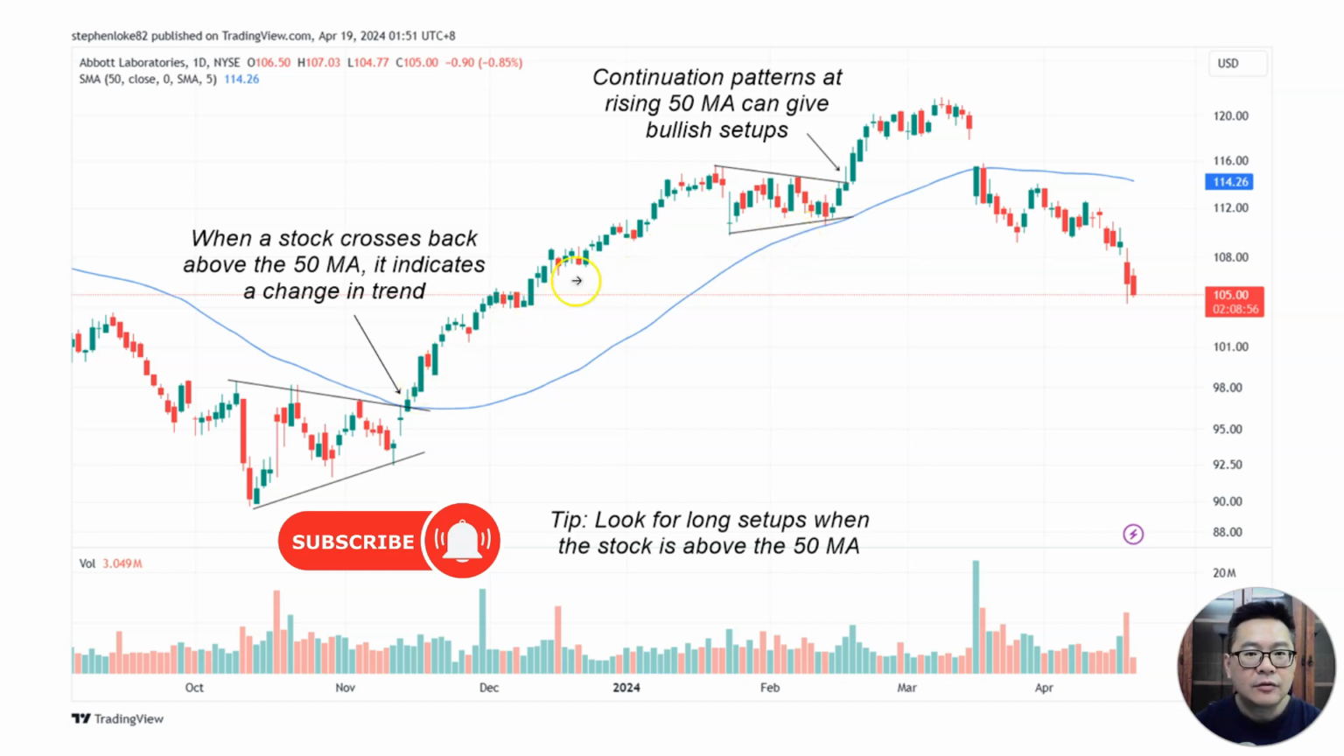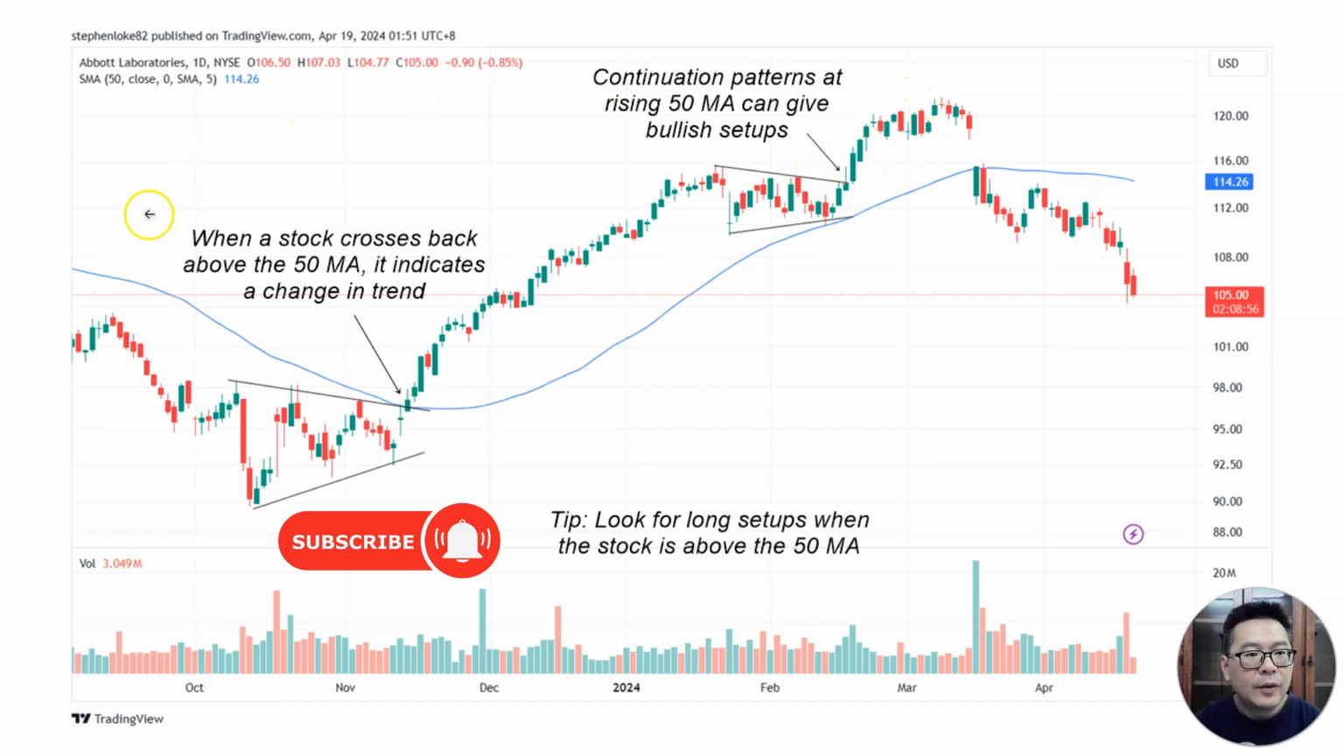Here we have the stock rising all the way, and then it traded sideways to form a continuation pattern. Look where the 50 MA is rising and meeting the price, and then it breaks out. This can give a very nice bullish setup. For a triangle setup, traders can buy as it trades above the upper trend line and put the stop loss here, and I think it's more than a 1-to-1 risk reward ratio.